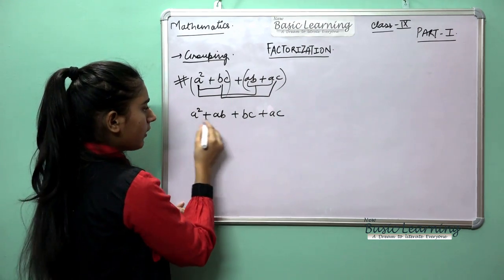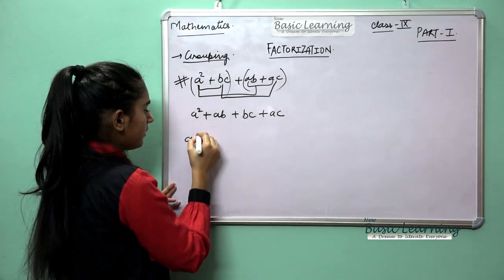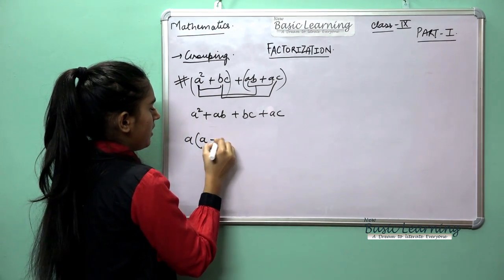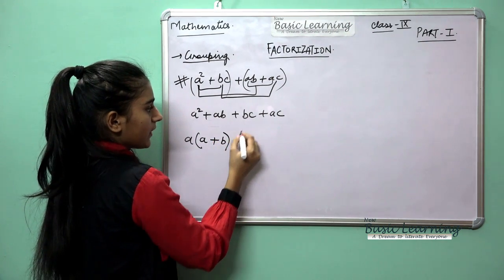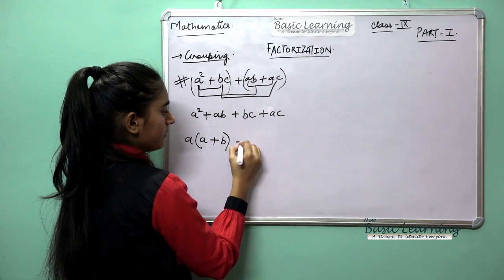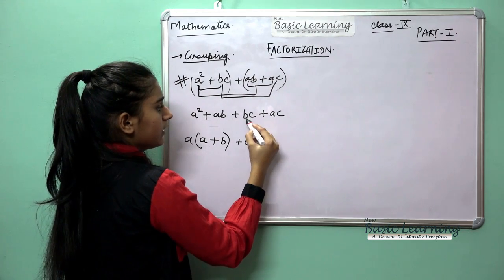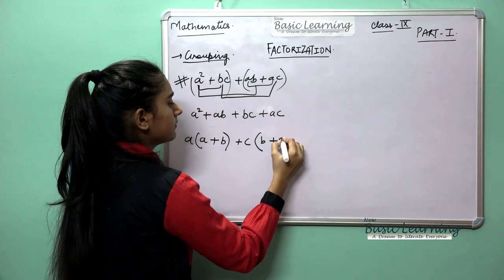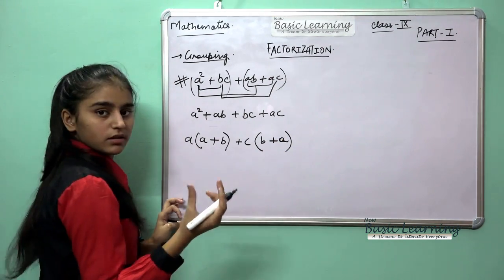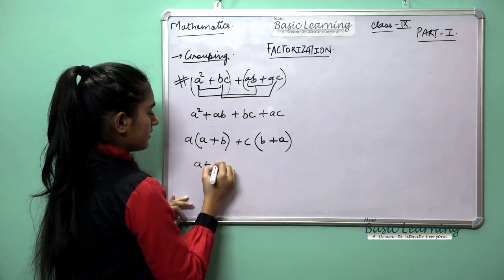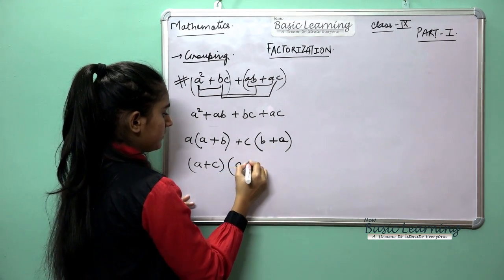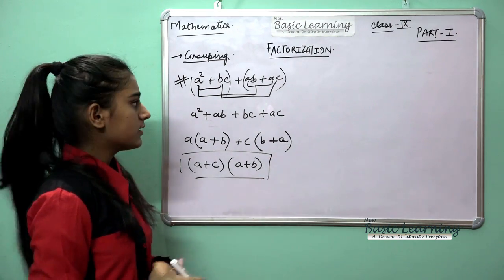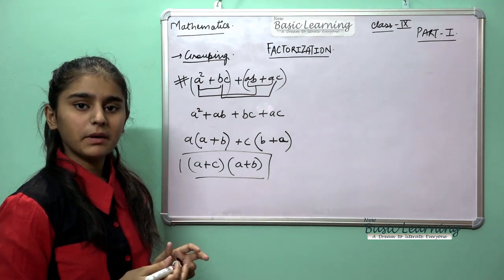Okay. So what is common in this? a. When we take out a from a square, what is left? a. Plus b. Here what is common? c and b plus a, or you can put a plus b. So we have done a plus c and a plus b. This is the answer. So I hope the grouping part is clear to you.